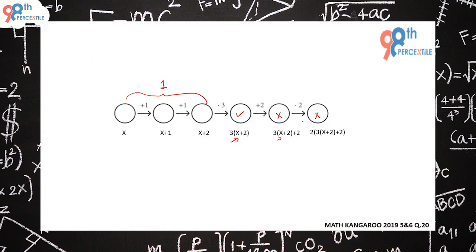Hence, we will be having exactly 2 numbers which are divisible by 3 in this context. Hence, our answer is option B.